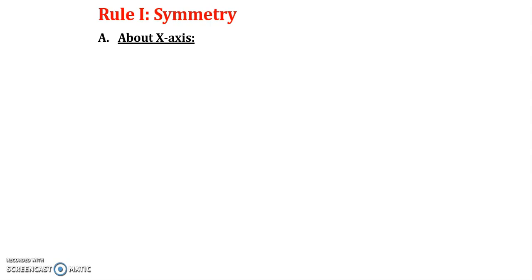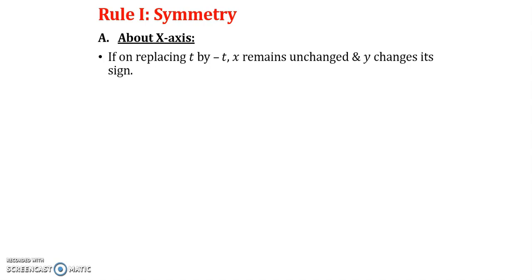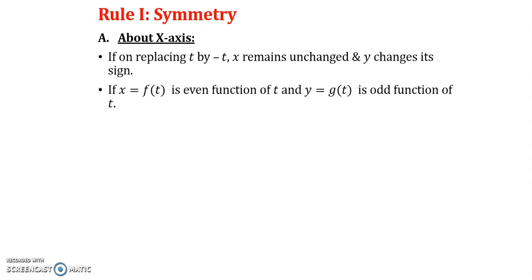Rule number 1 is symmetry. A parametric curve is said to be symmetric about the x-axis if x remains unchanged after replacing t by minus t and y changes its sign. That is, x is an even function of t and y is an odd function of t. For example, x is equal to a cos cube t and y is equal to a sin cube t. Cos t is an even function of t, so cos cube t is even; x is an even function and y is an odd function.